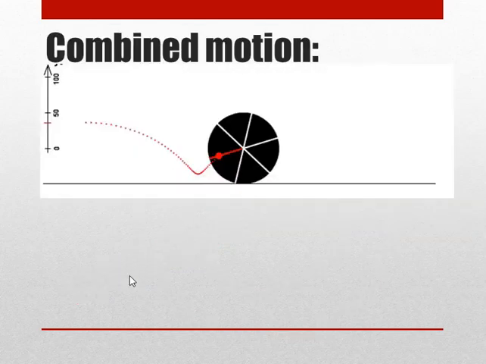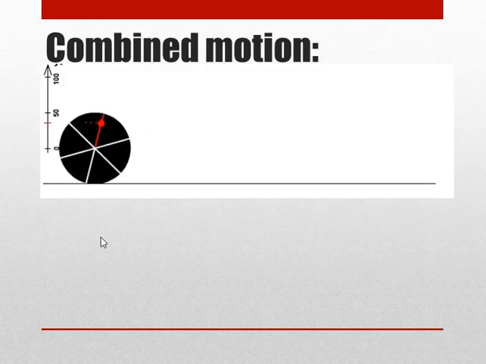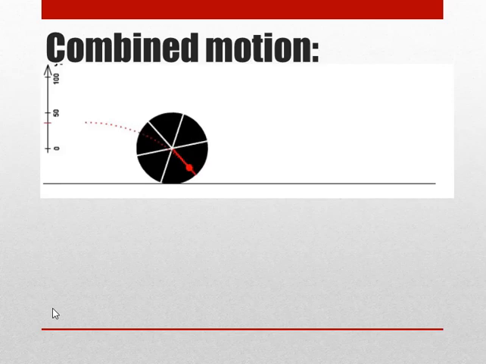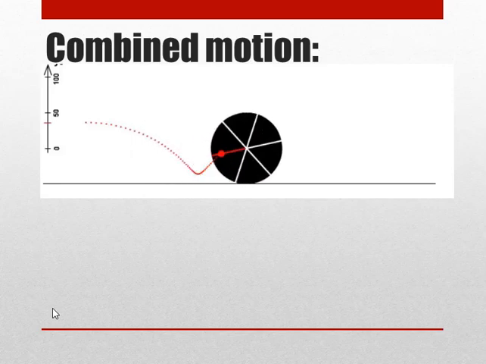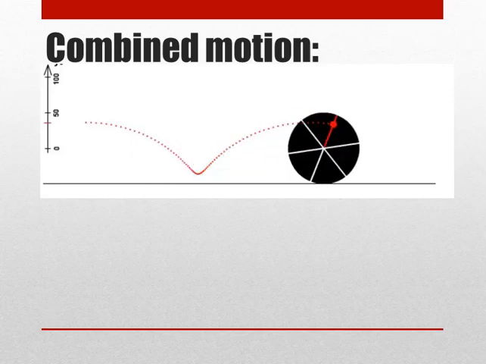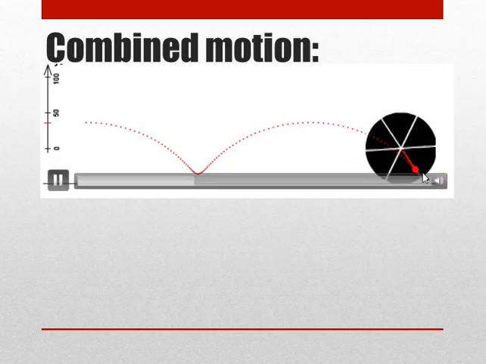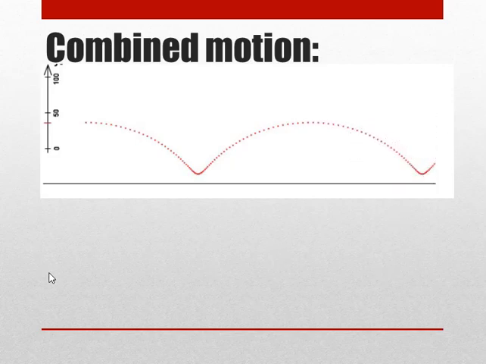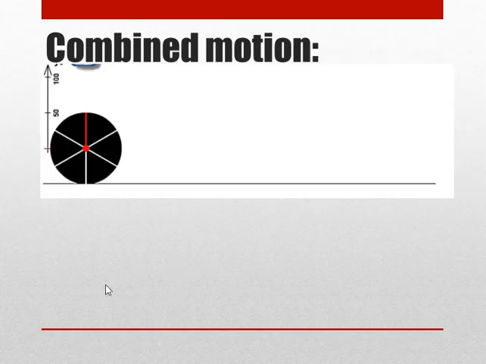Now, what will happen if I consider the combination of rotational motion and translational motion? For example, consider this wheel and this point. If I allow the wheel to rotate, the motion of this point about the wheel is circular. But look at the trajectory. The trajectory is not a circle.